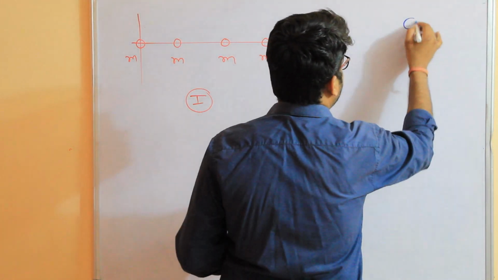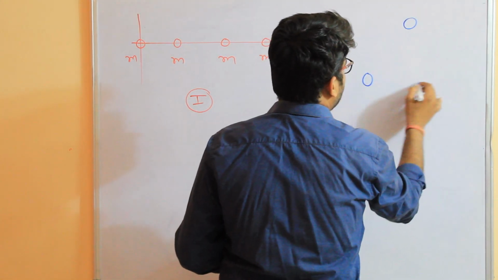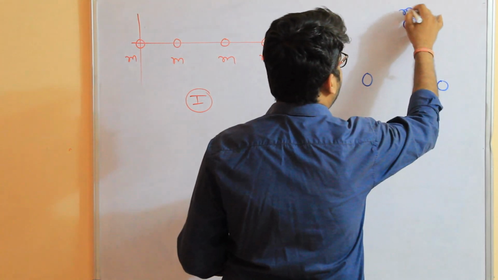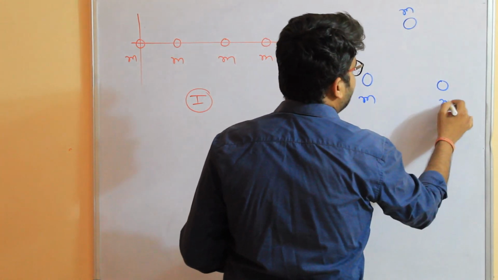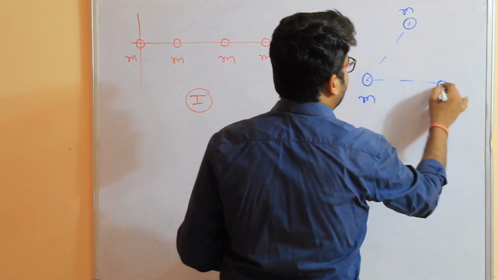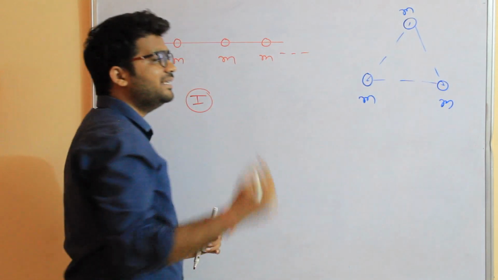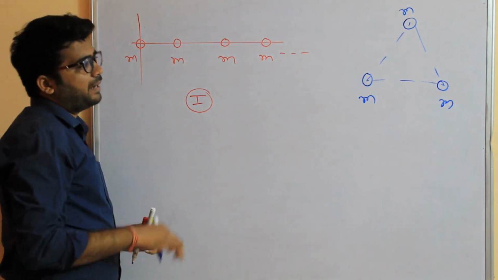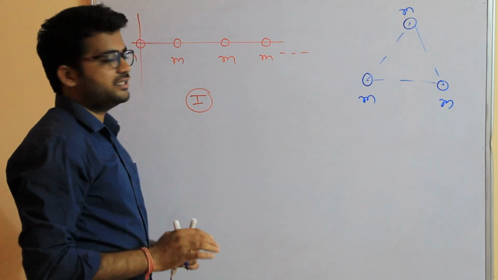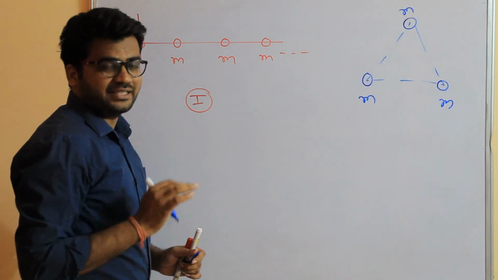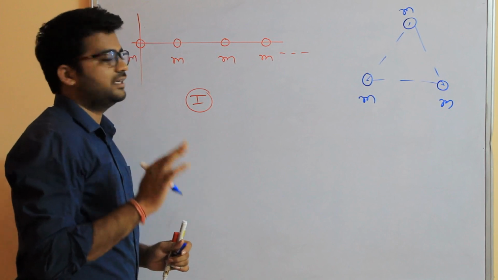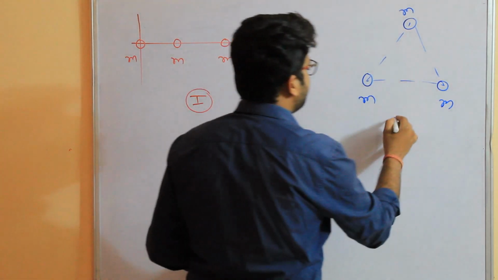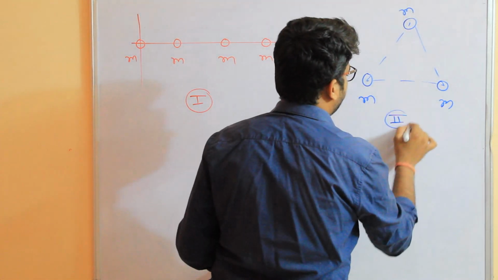Okay, so the next model is, let us suppose we have the masses which are placed on the triangle. Now this shape might be anything: this shape might be square, pentagon, or hexagon, right? So this is the second model which we have.